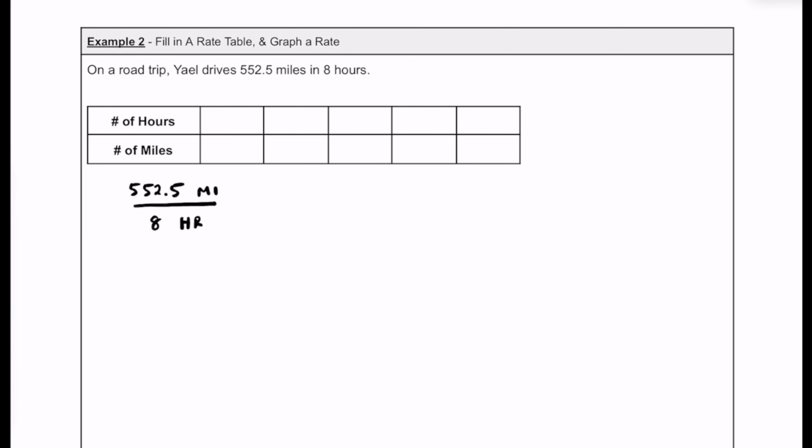Now we have this empty table. All right, so typically with these rate tables, we're going to start with 0 and 0, just because if you have 0 time, then you can't drive anywhere. So it's going to be a starting value of 0, right? Now let's go ahead and see if we can figure out some other values here.